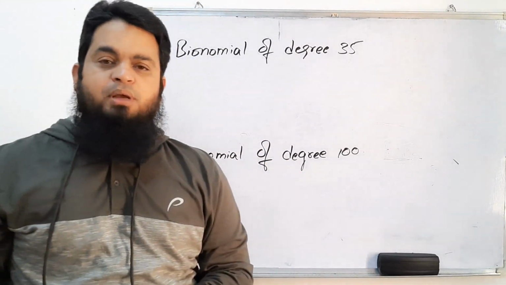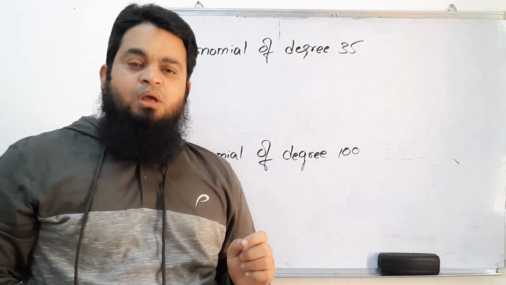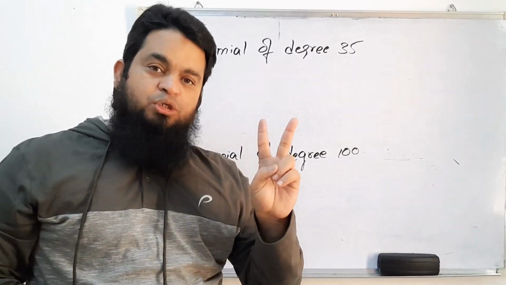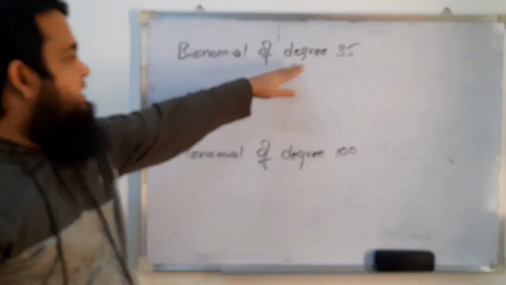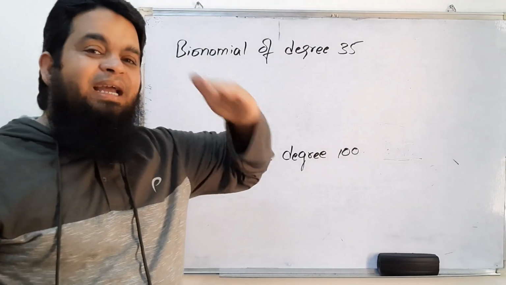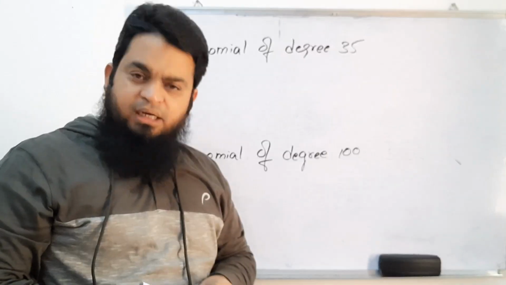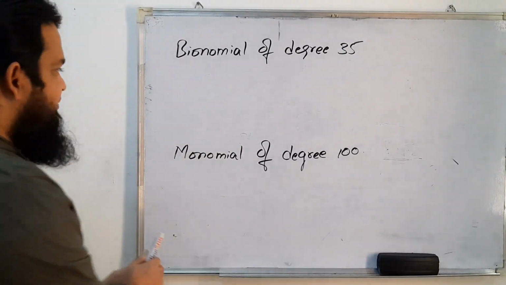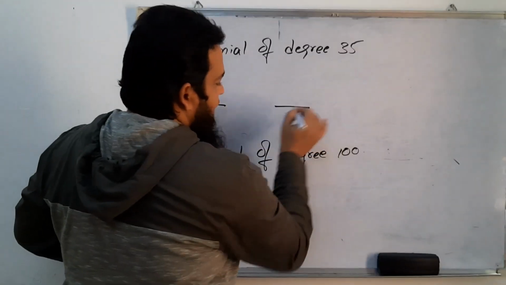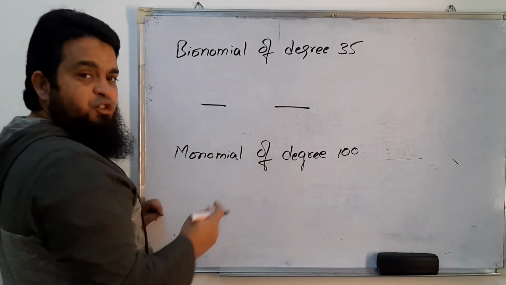A binomial is a polynomial which has two terms. Okay, so now he is asking for degree 35. That means the highest exponent of the variable should be 35. Is it right? Binomial means two terms, so we have to write two terms, and the highest degree should be 35.